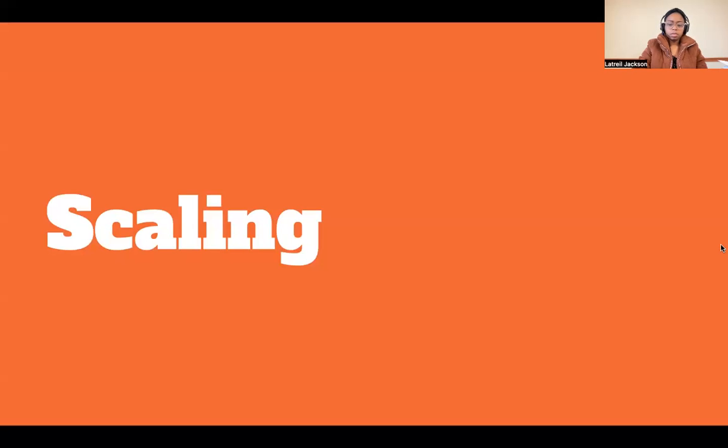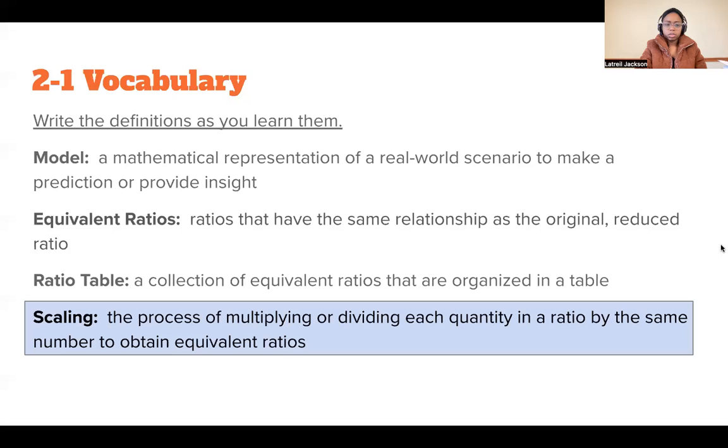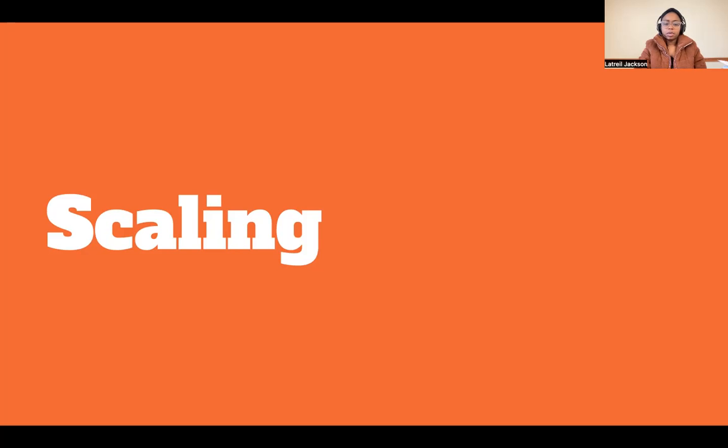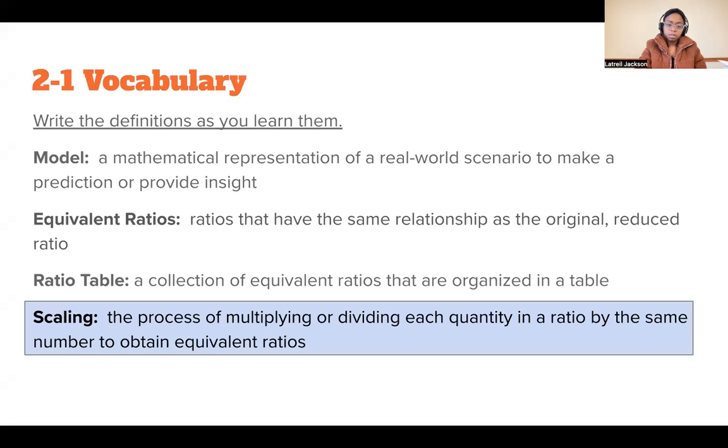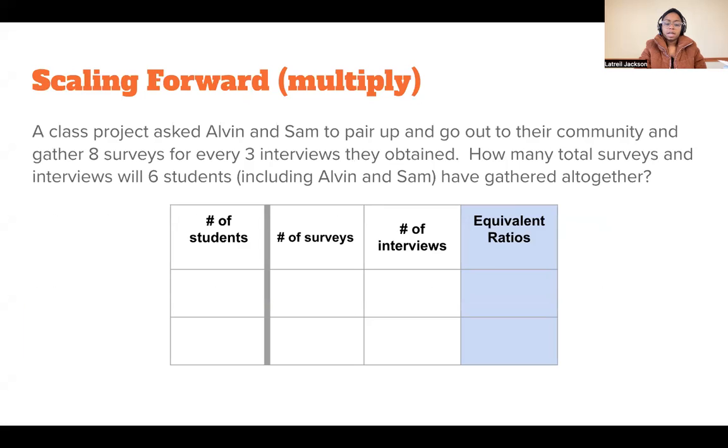In this video, we will talk about scaling ratios. In this video, we'll talk about scaling to find equivalent ratios. So scaling is the process of multiplying or dividing each quantity in a ratio by the same number to obtain equivalent ratios. So we have an example here of how we're going to scale forward, and that means that we're going to multiply to obtain a larger equivalent ratio.